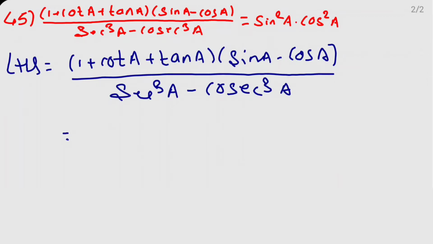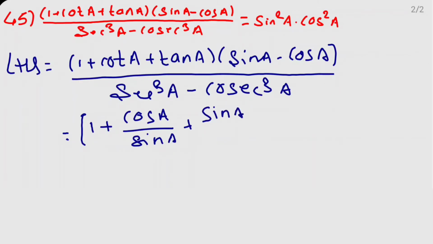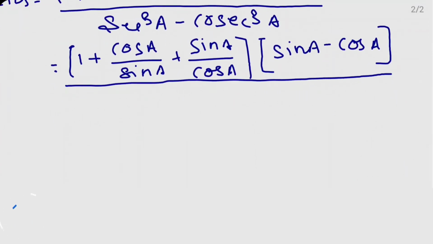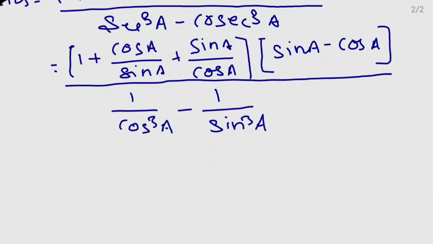and now here 1 plus cot A we can write cos A divided by sin A, plus tan A we can write sin A divided by cos A, and into sin A minus cos A as it is, and this divided by sec cube A. Sec cube A we can write 1 by cos cube A, and minus cosec cube A is 1 by sin cube A.